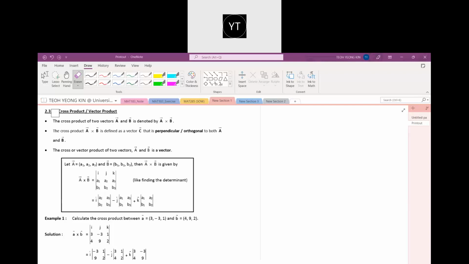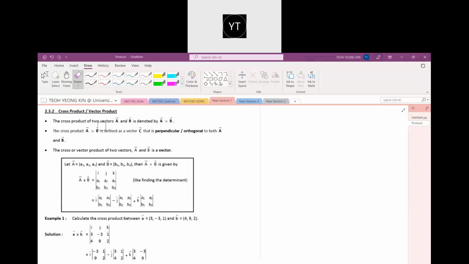In this lesson, we will look at cross product or vector product. So dalam video kali ini kita akan belajar cross product. Before this, we already look at the dot product. Sebelum ni kita dah tengok dot products. So hari ini we will look at the cross product.